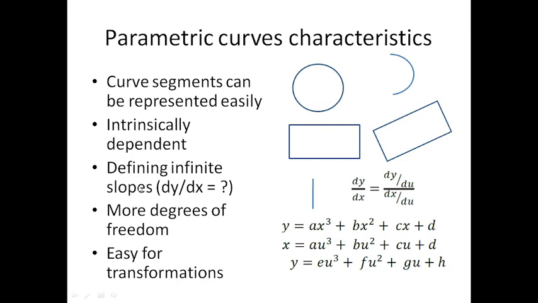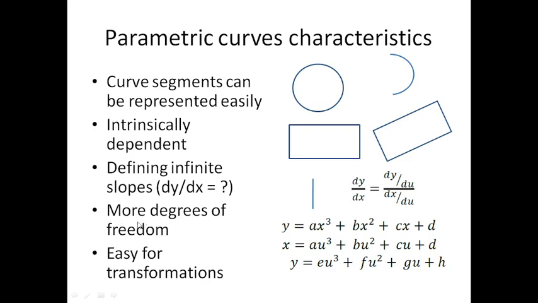Like defining infinite slope is also very easy. So dy by dx we discussed earlier also. It is very difficult to represent a vertical slope because the moment dx becomes 0, in case of vertical lines, dy by dx becomes infinity. So that is why we define with the help of parametric equations that the moment dx by du is equal to 0, it means infinite slope. So this is very easy to define with the help of parametric equations.